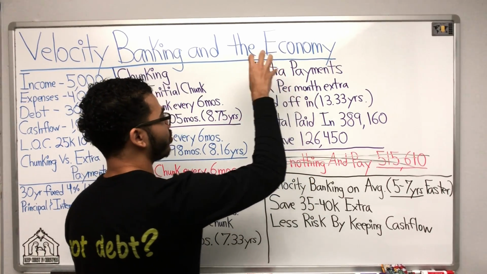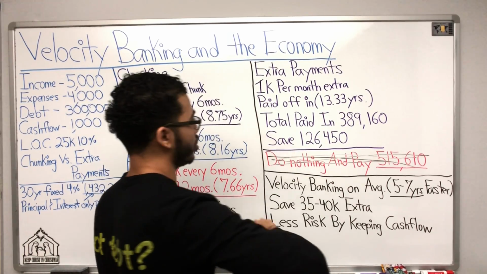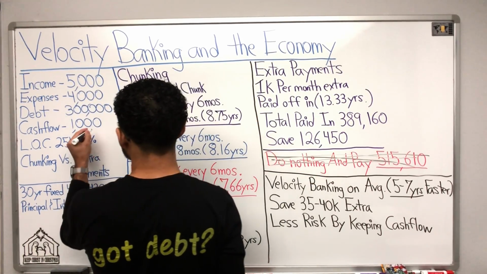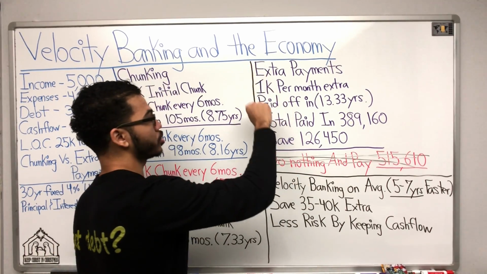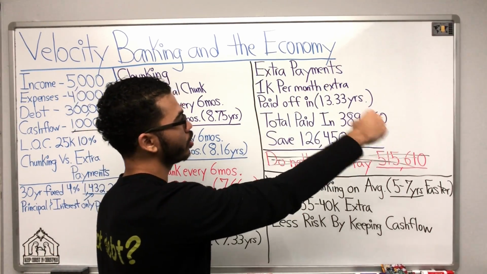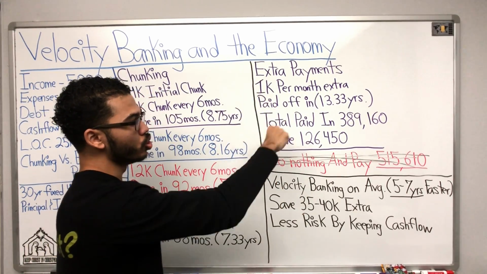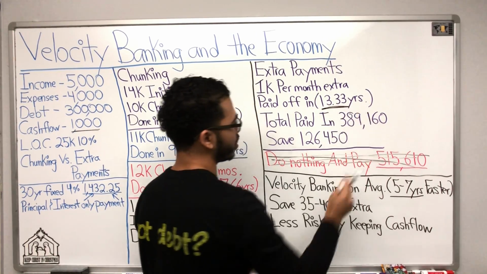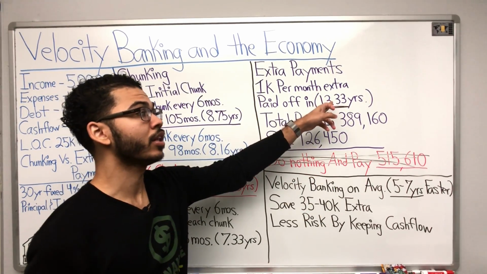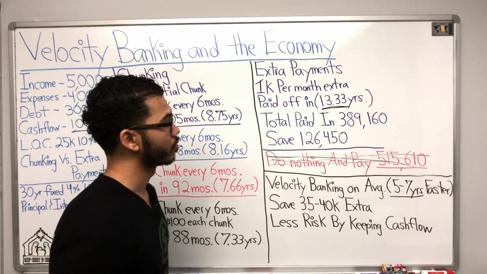So, if we were to make extra payments every single month, what is our ability to make an extra payment? Well, we have to go off the cash flow, right? So if I was to pay an extra $1,000 per month towards my mortgage each and every month, you would pay off the mortgage in 13.33 years. That's a hell of a lot better than 30. Would you agree? Totally.